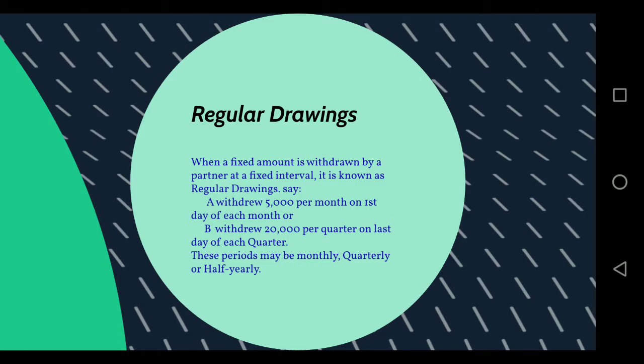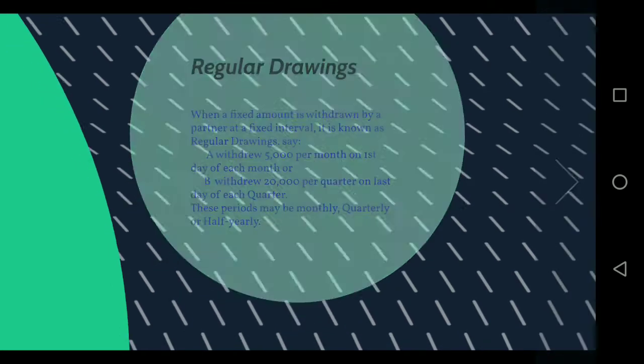Or we may have B who withdrew rupees 20,000 per quarter on the last day of every quarter. So these intervals may be monthly, quarterly or half yearly. And the information you will be given in terms of per month, per quarter or per half year. But along with that you should be informed about the date of the drawing. That may be in the beginning of the period, at the end of the period or in the mid of the period. So accordingly we consider the regular drawings.